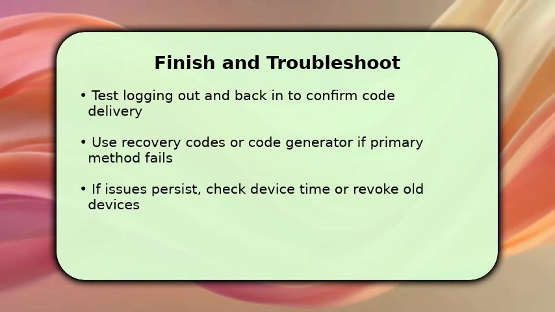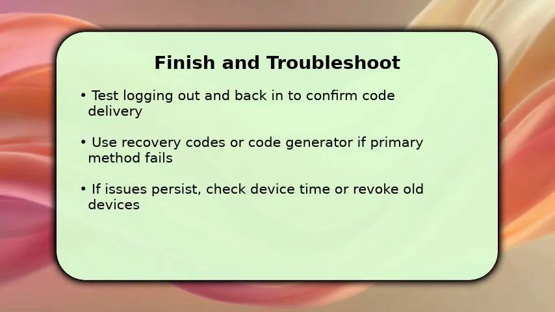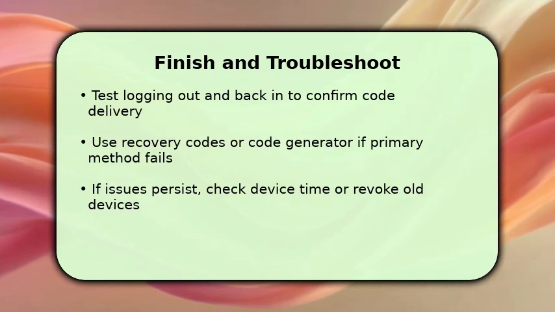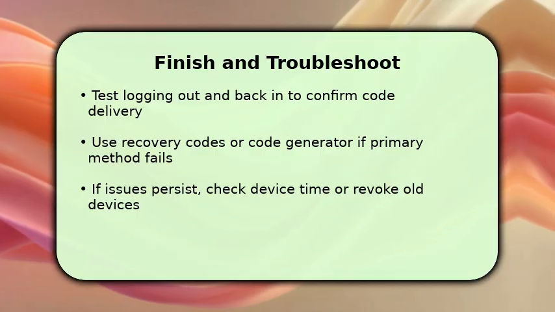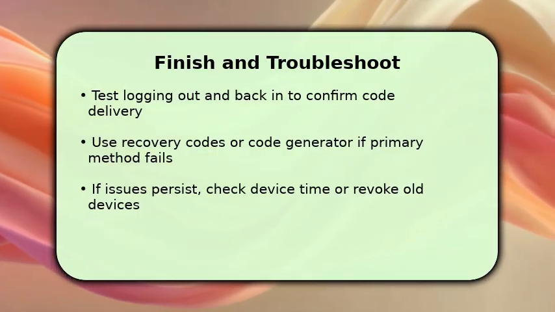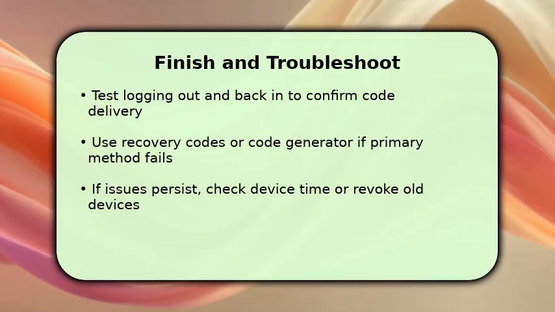Finish by testing the login flow. Log out and back in, and use the method you set to retrieve the 6-digit code. If the code doesn't arrive or the app shows wrong codes, use a recovery code or the code generator in Facebook settings to regain access.